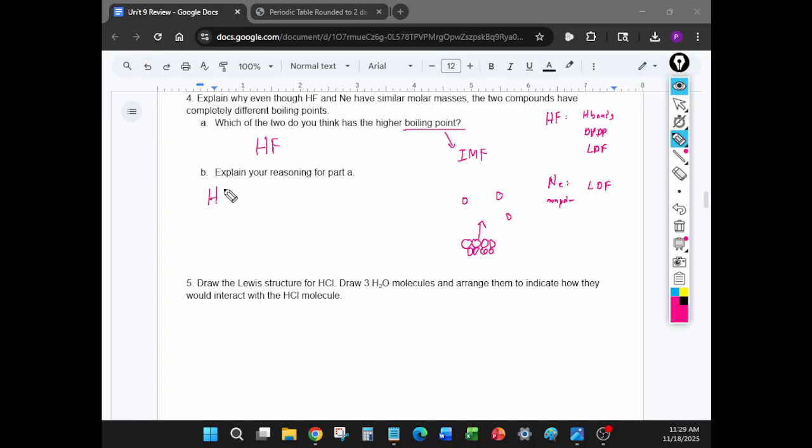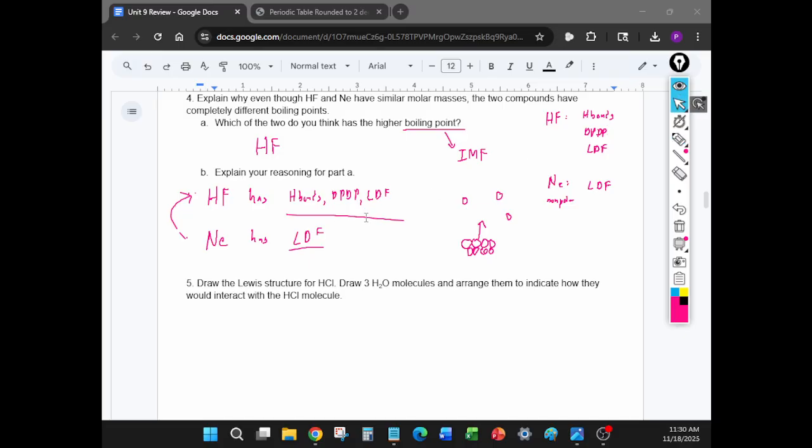You would basically say HF has H bonds, dipole, and London dispersion forces, which means it has stronger intermolecular forces than neon. Therefore, it has a higher boiling point because it requires more energy to vaporize it. Something like that. So you're gonna refer to the intermolecular forces HF has. You have to talk about the intermolecular forces that neon has, and you need to make the assessment that this one has stronger intermolecular forces. So you need to talk about those things.